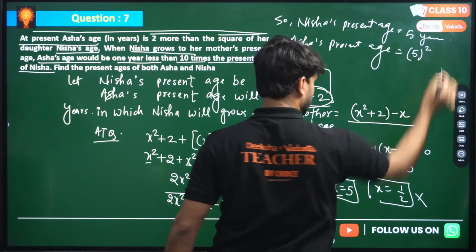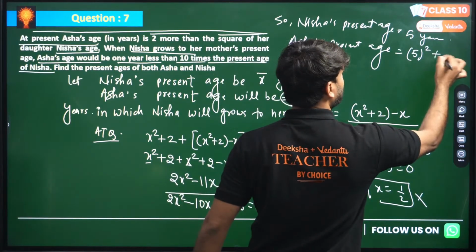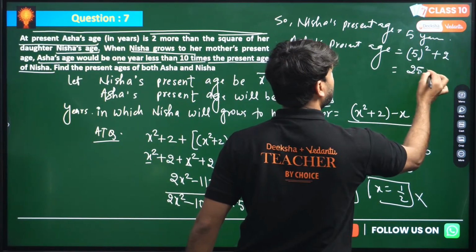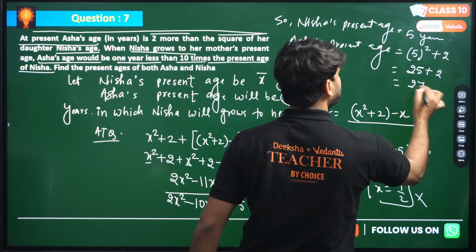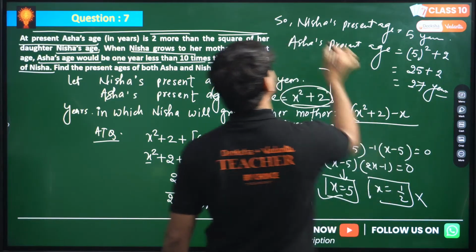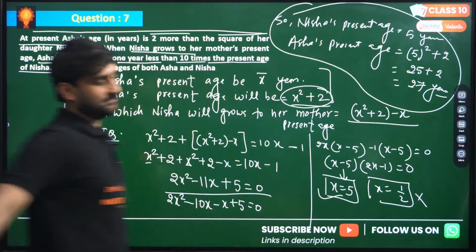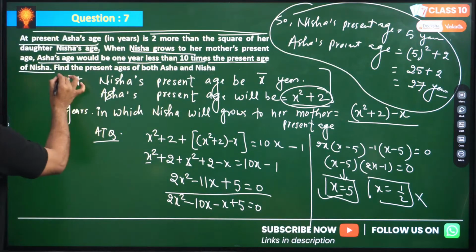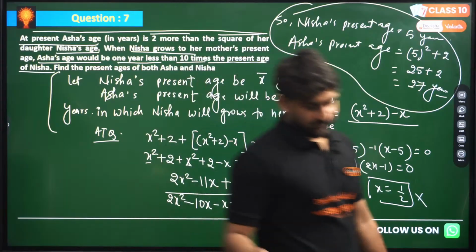5 square, plus 2. So 25 plus 2, which is 27 years. So these are the answers. This is the answer. Very powerful question, an important conceptual question, I can say.